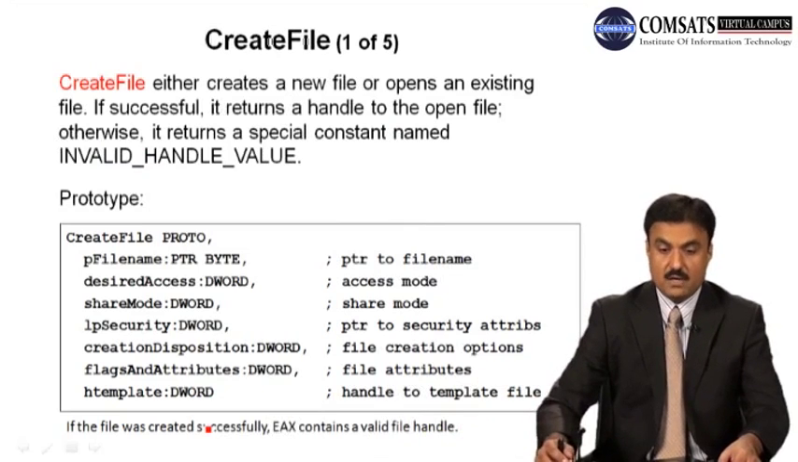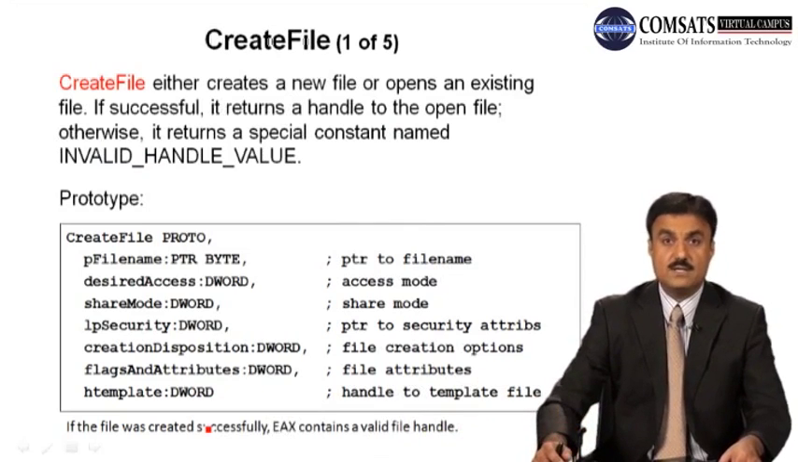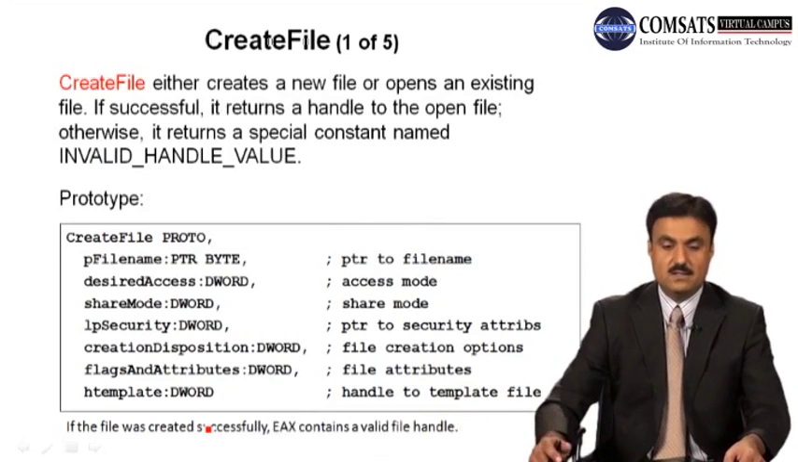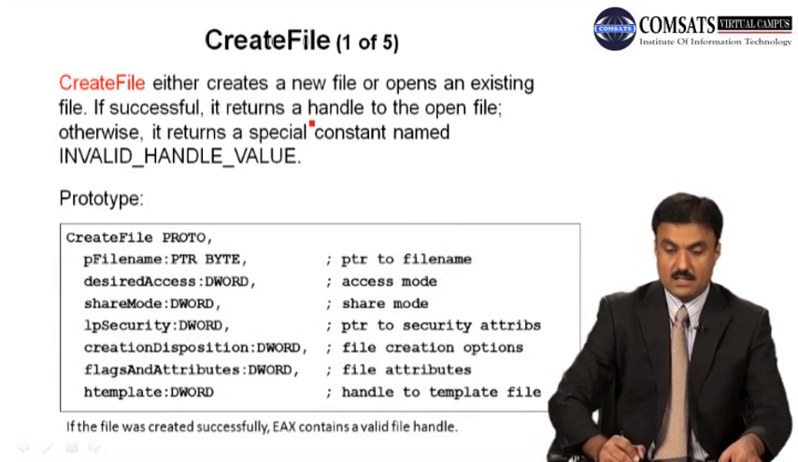Now first of all, create file. This function can either create a new file or open an existing file. In case this function is successful, it will return the handle. As we discussed, this handle is very important. So it will return the handle for the open file. If you are creating a file, it will be open and we will have the handle.